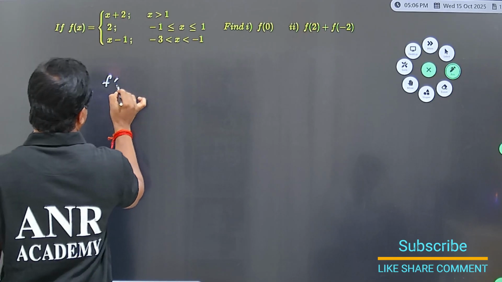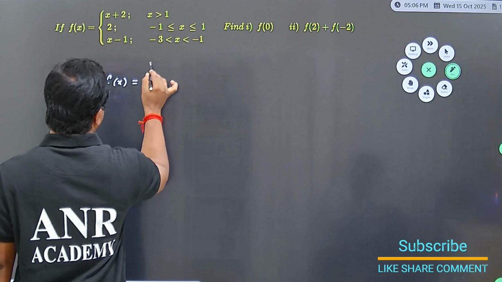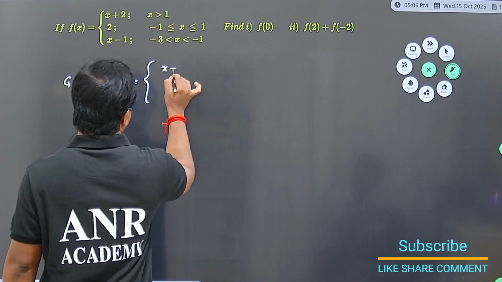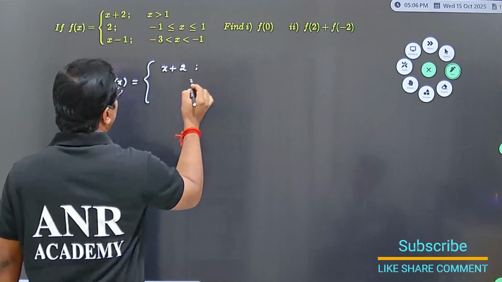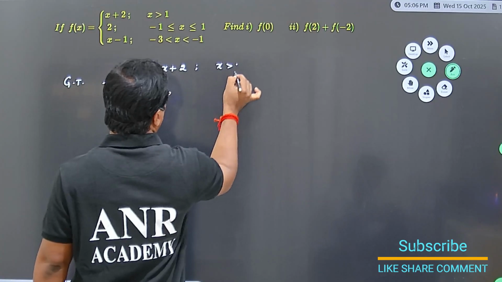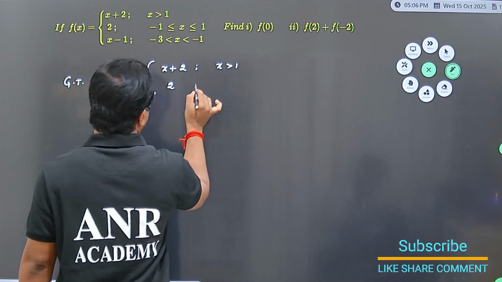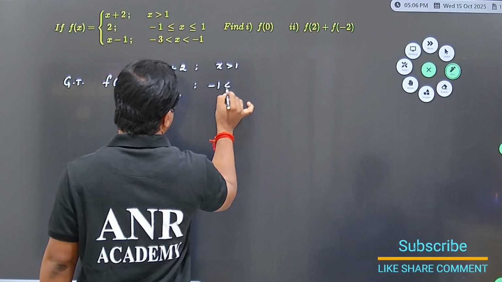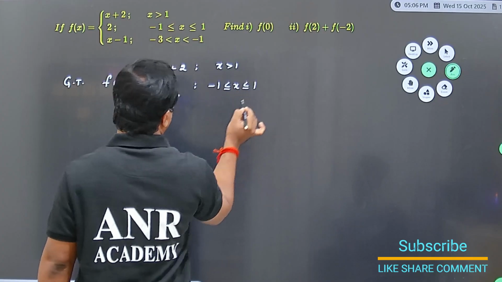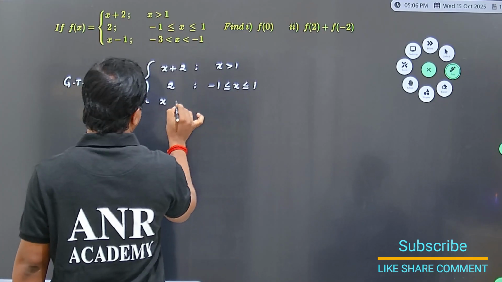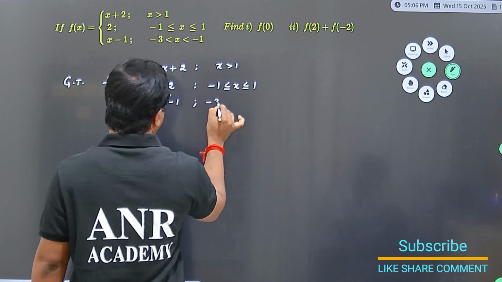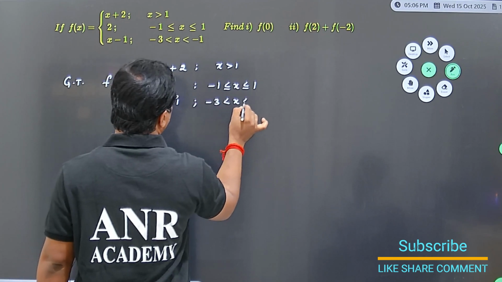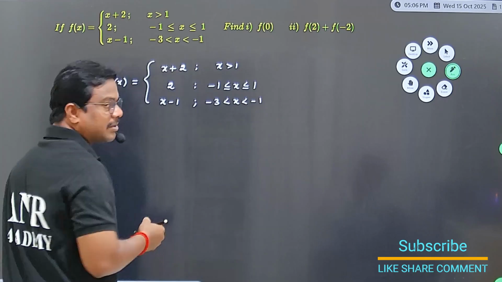Given that the function f of x is x plus 2 whenever x value is more than 1, and the functional value is 2 when -1 is less than or equal to x less than or equal to 1, and it is x minus 1 when -3 is less than x less than -1.